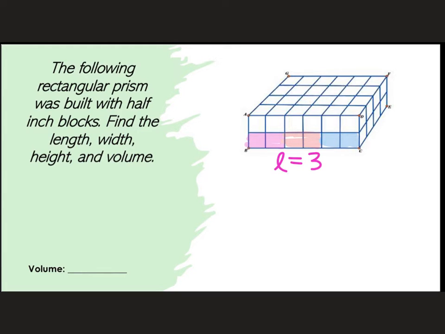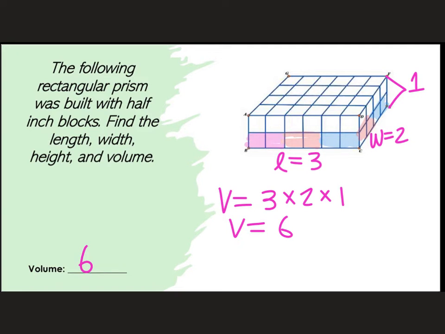And then the width, same idea. We have 4 blocks, so 1/2 plus a 1/2, there's 1 whole. 1/2 plus another 1/2 is another whole. So my width is going to be 2. And then my height here, 1/2 plus a 1/2 will give me a height of just 1 whole. So to find the volume, we're going to be doing 3 times 2 times 1, which would just give us 6. And they tell us they're 1/2-inch blocks, so it's going to be inches cubed for our units.